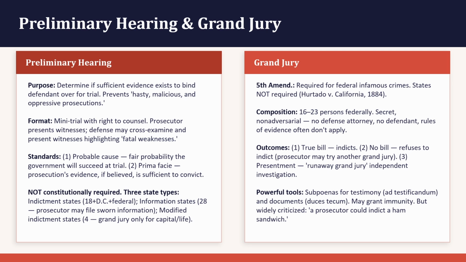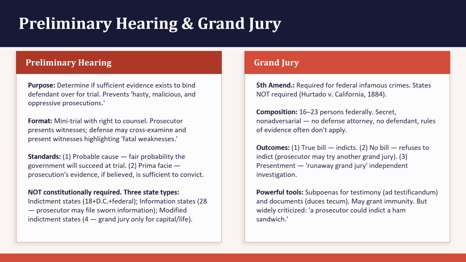The grand jury originated in 1166 England and is now unique to the United States. The Fifth Amendment requires grand jury indictment for federal infamous crimes, offenses punishable by more than 1 year in prison. States are not required to use a grand jury following Hurtado v. California in 1884. The grand jury has between 16 and 23 members federally, operates in complete secrecy, and the defendant is not present and is not represented by counsel.